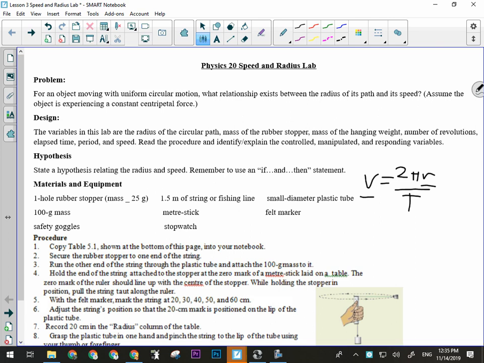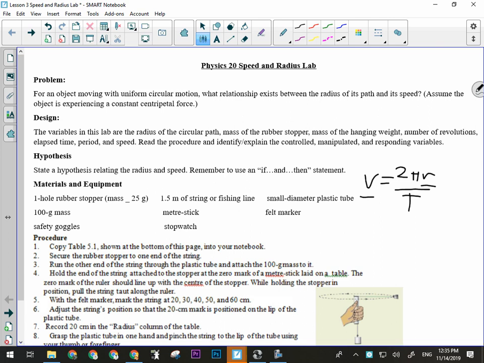Now, we can't measure the speed of this rubber stopper directly. We'll have to calculate it. The thing we can measure directly is how long it takes for it to go around the circle one time, which is called the period. So we're going to use the period in order to calculate the speed of the object, which means there's probably more than one responding variable here. As I change the radius, according to this formula, this number and this number should change. That's what we're looking at here.